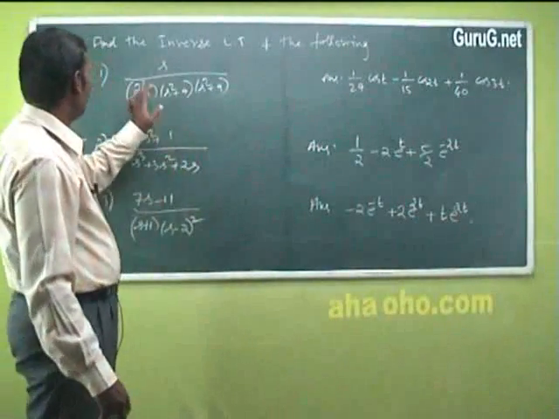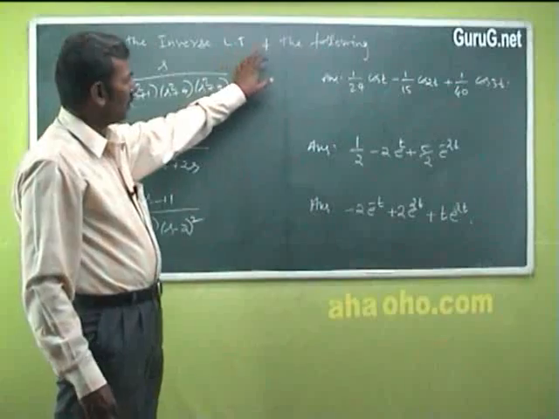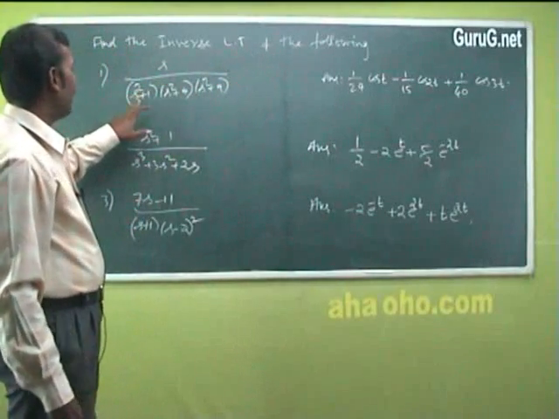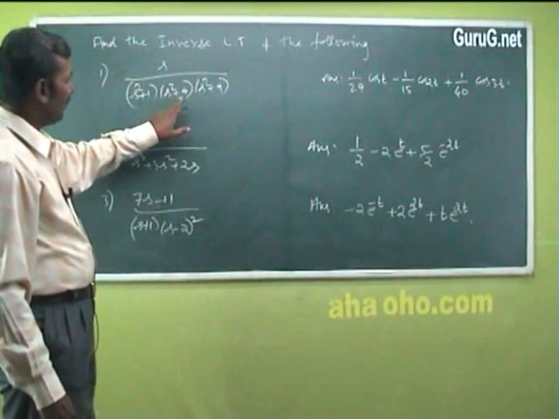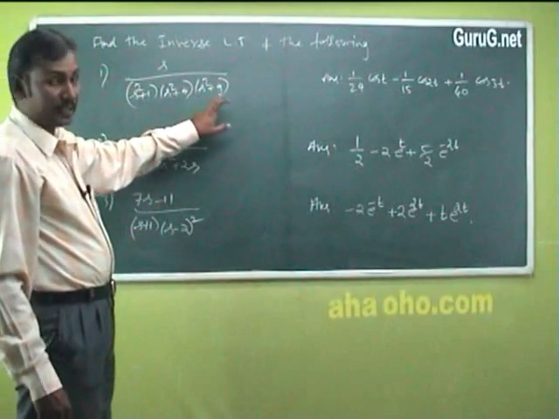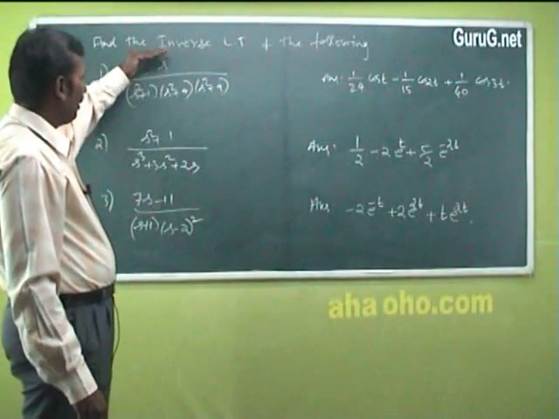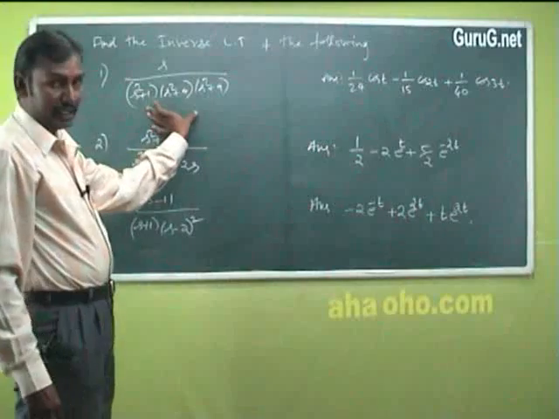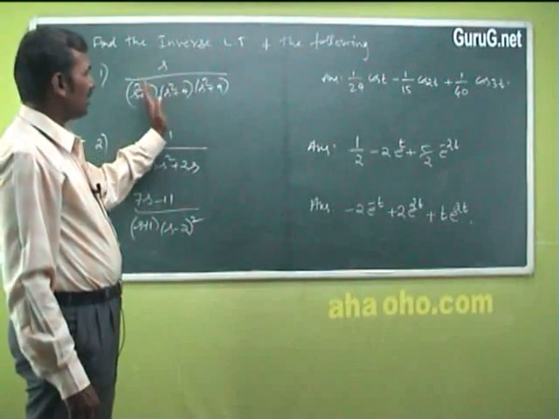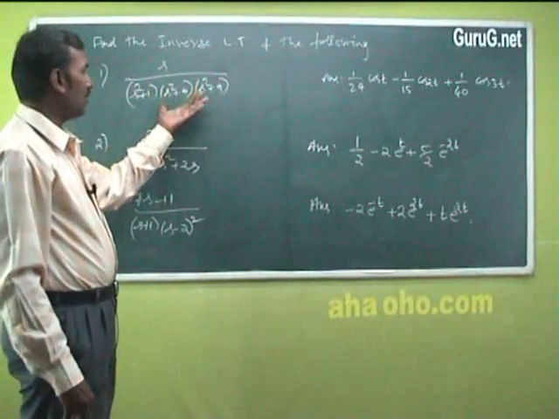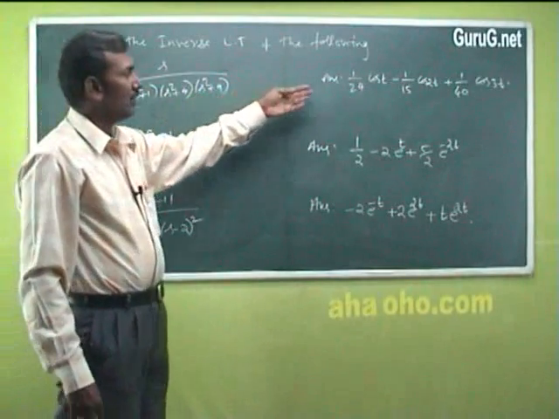And you try these problems. Find the inverse Laplace transform of the following: s by s squared plus 1 into s squared plus 4 into s squared plus 9. First, what should you do? Leave out s, put 1 by and do partial fractions. After that, multiply by s on both sides. If you convert to linear factors, it will be easy. Okay. So this is your answer.